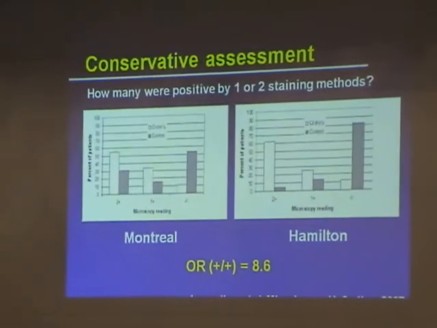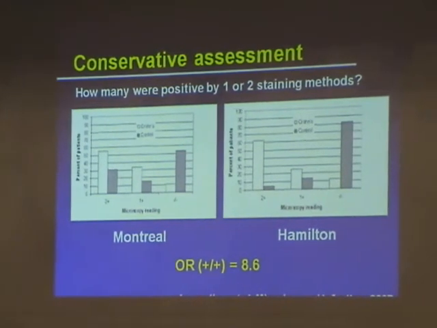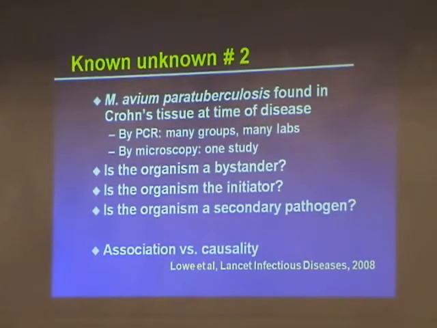But nonetheless, if we ask, how common was it to be doubly positive for Crohn's compared to the controls, we got a risk of 8.5-fold. So it looked like in the tissue, Crohn's tissue was 8.5 times more likely to have these little bacteria sitting in them, if you looked hard enough. Okay, so that's nice.